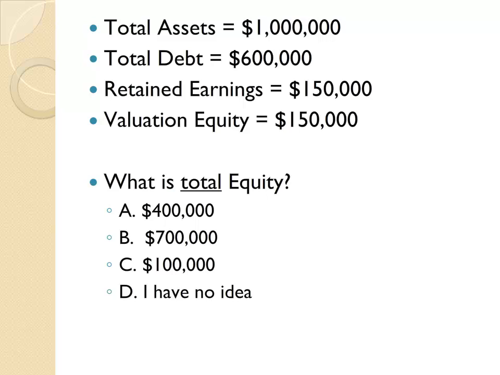So in this short video, we are just going to go over the simple equity section calculations that were in the Class 4 notes. So what we were given here is a total asset level for the business, a total debt level, and then two components of equity.